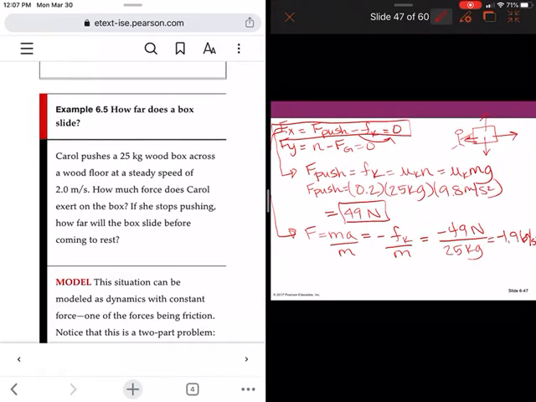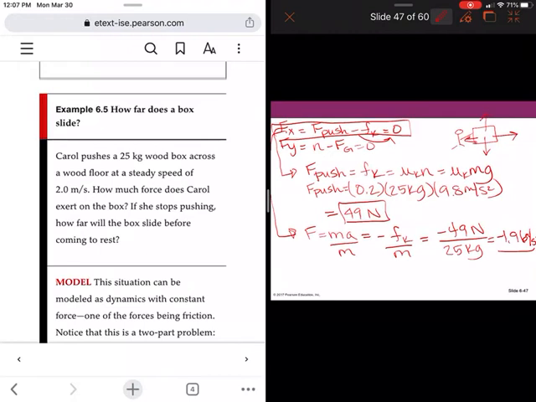Well, think about it. As soon as she stops pushing it, is it just going to stop? Well, probably not. It all depends on the box's size and things like that. But as soon as she stops pushing it, it's going to take a little bit to slow down. So the acceleration, or the deceleration, I guess I should say, since it's slowing down, is negative 1.96 meters per second squared. Now, it's wanting us to find how far.